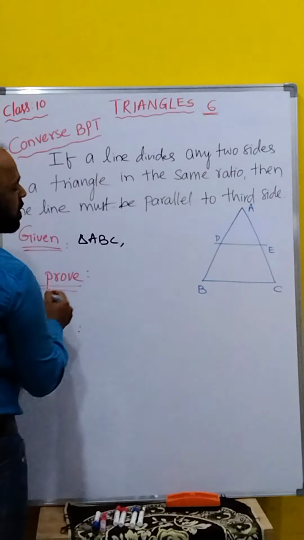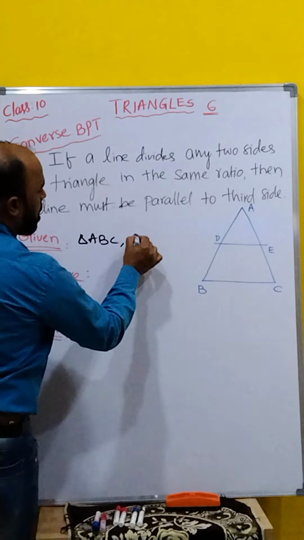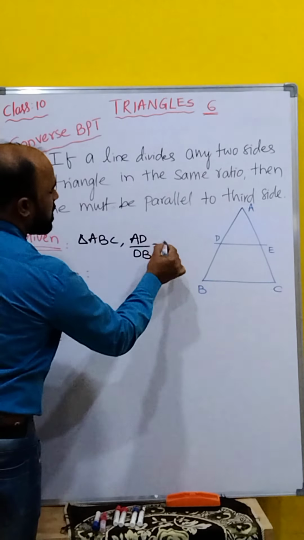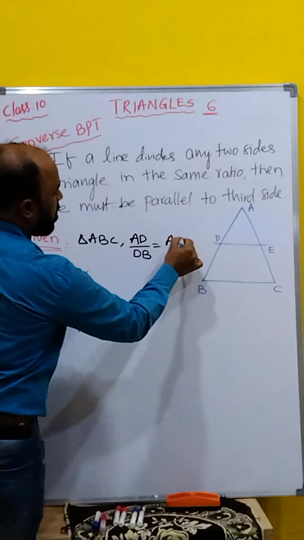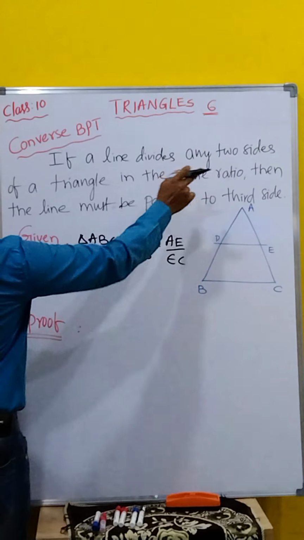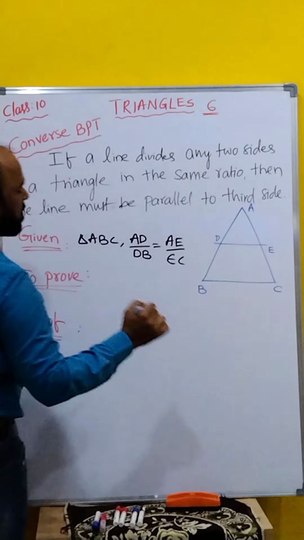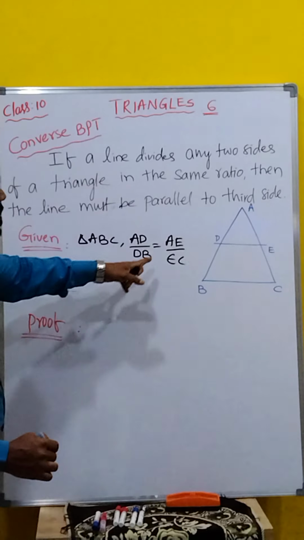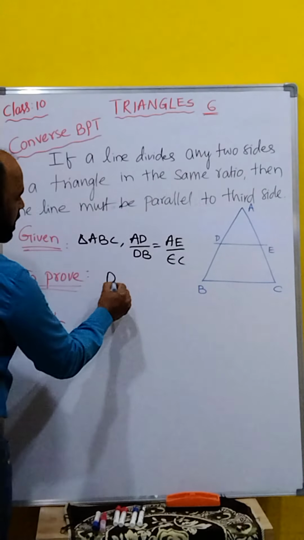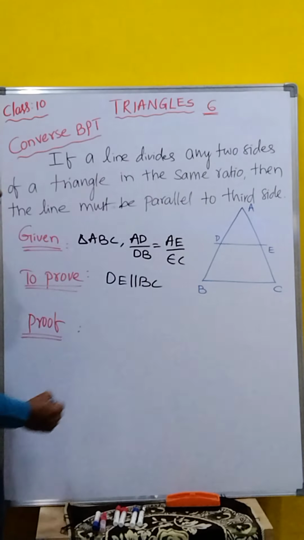In that, AD by DB is equal to AE by EC. If a line divides any two sides of a triangle in the same ratio. What is the line here? DE, we are assuming AD by DB is equal to AE by EC. Then what we have to prove? DE is parallel to BC. That we have to prove.